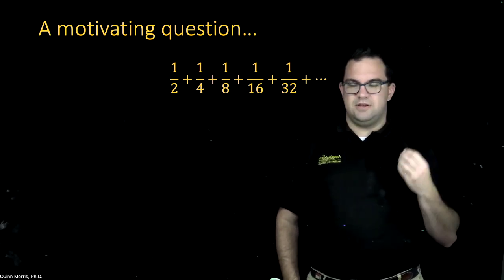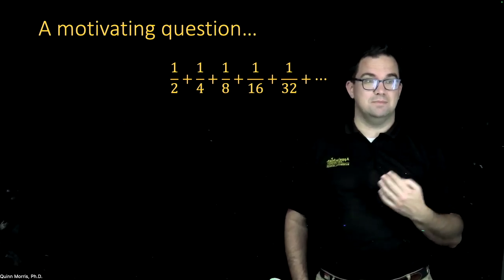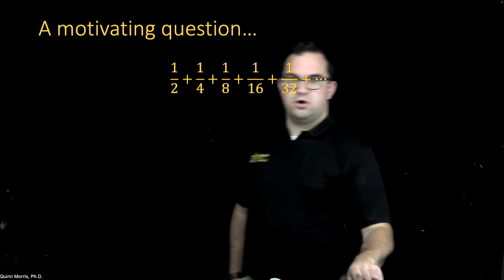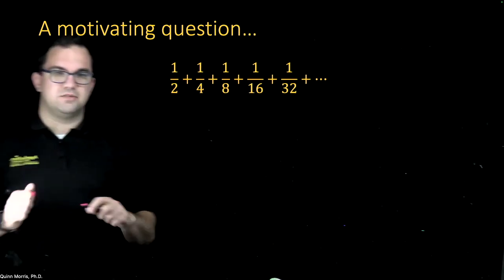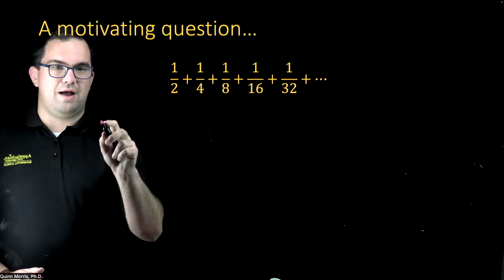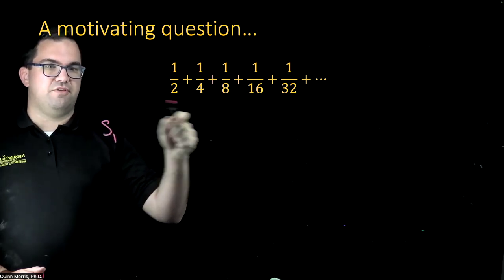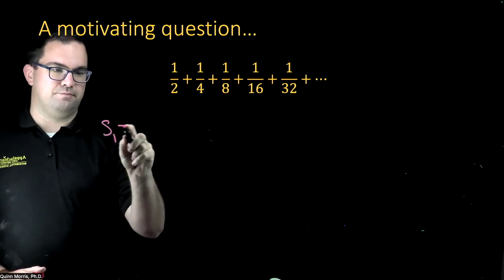I've written out a few more terms here, and let's think about how we might analyze this. Again, a lot of our intuition comes from finite sums. I like dealing with finite sums because I can understand them. So let's think about some finite sums. I could take this sum, and I could take just the sum of the first term. So just the first term.